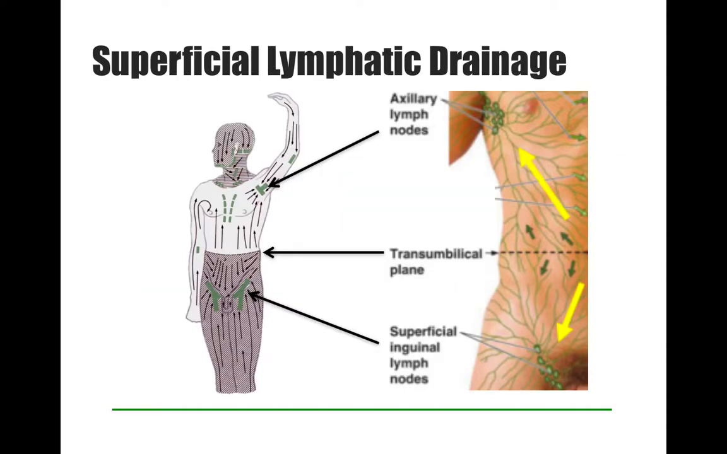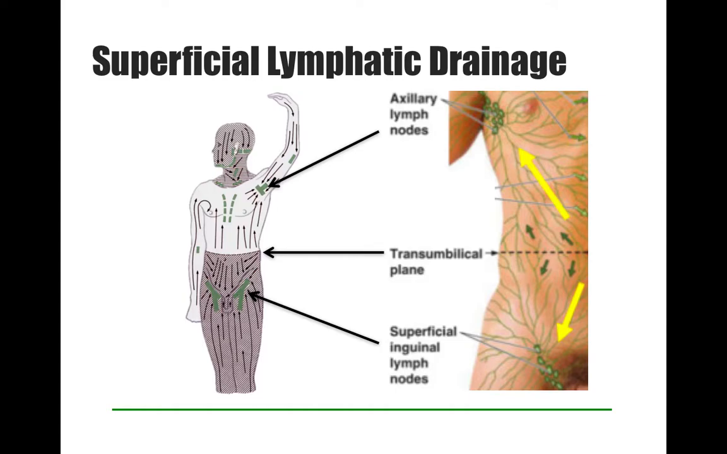All right, superficial lymphatic drainage. When we look at the lymphatic drainage, it's pretty cut and dry in this region, especially when we're talking about superficial structures. We're looking at it in relation to the transumbilical plane right here, which in this image is not actually going through the umbilicus, but it should be, okay? So when you're superior to that, you're going to drain to the axillary lymph nodes, depending on which side you're on. And if you're inferior to that, you're going to drain to your superficial inguinal lymph nodes.